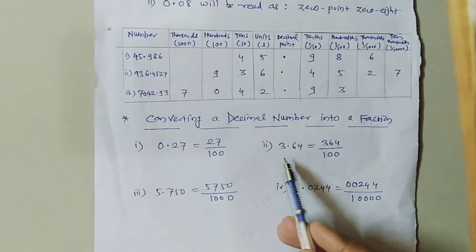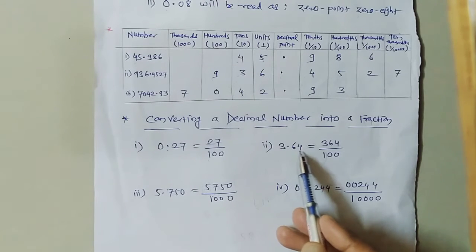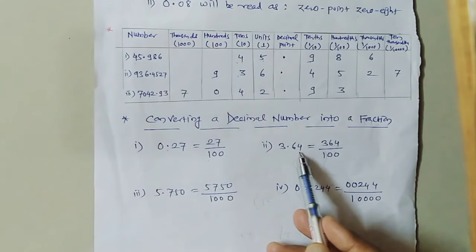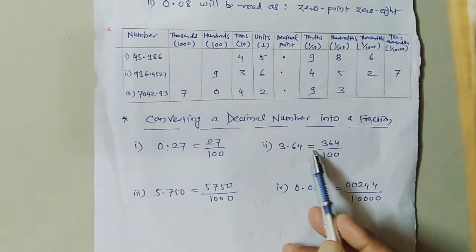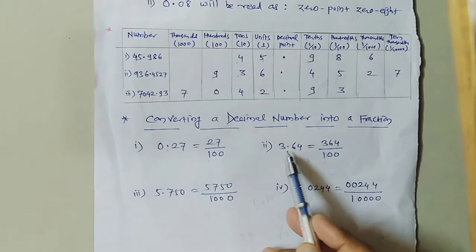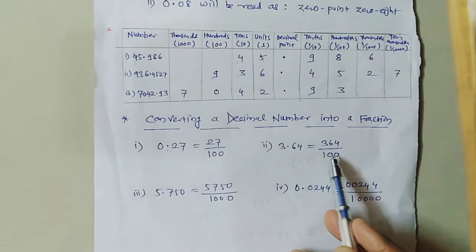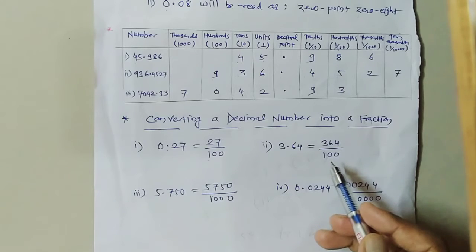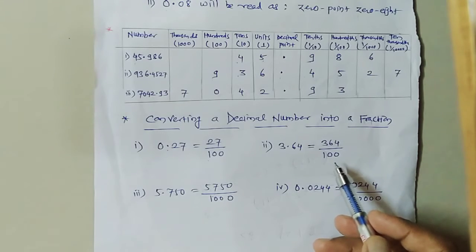Now you can see 3.64, after the decimal point 2 digits are there. So 2 zeros you have to write to the right of 1. So this decimal number in fraction form we can write as 364 divided by 100. If possible you can reduce it to the lowest terms also.